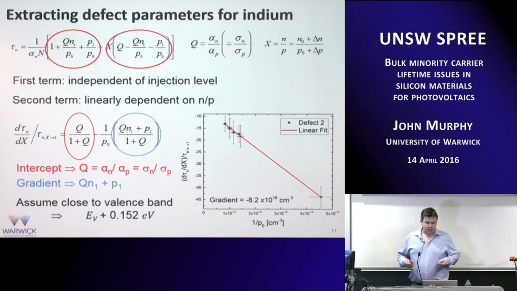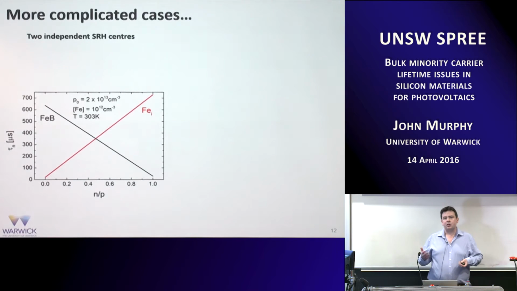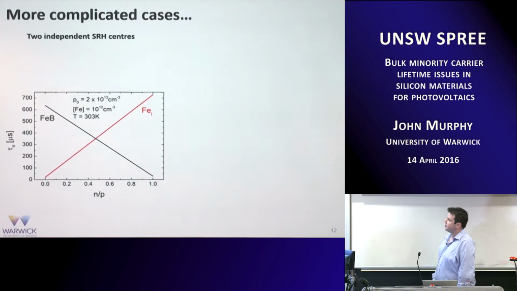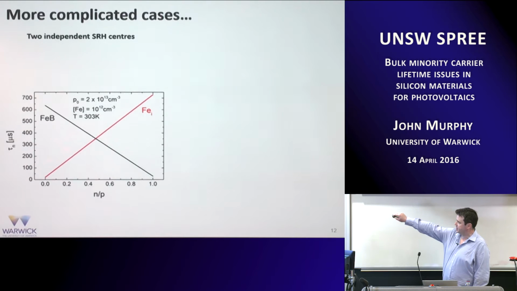So I think this approach is very valuable in analysing lifetime data, and I encourage you to give it a go. There are a couple of more complicated cases. So until now, I've only had one defect in each system. You could have the situation, for example, where you have two defects. So here I've shown one defect, which is the iron-boron pair, another defect here, which is the interstitial iron defect.